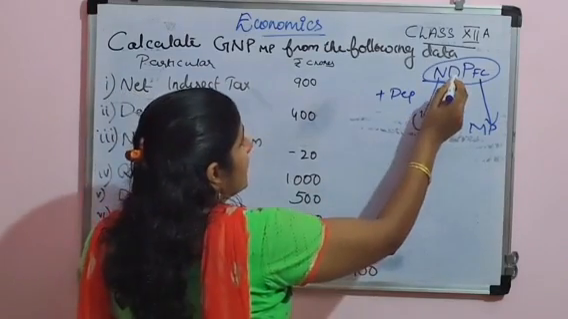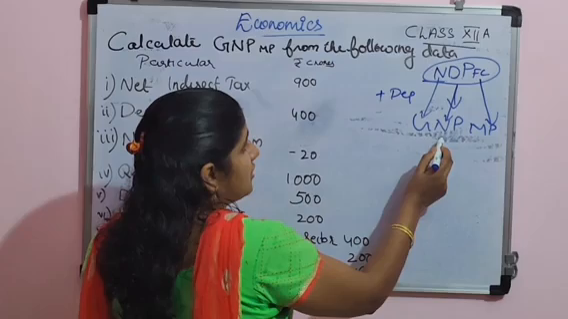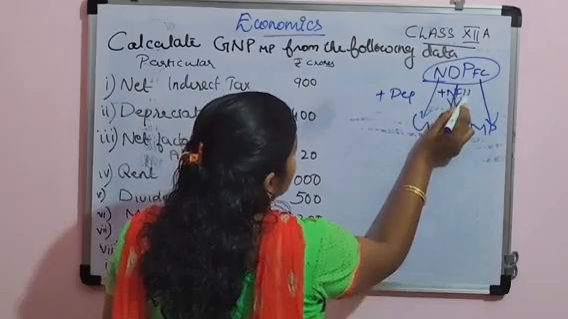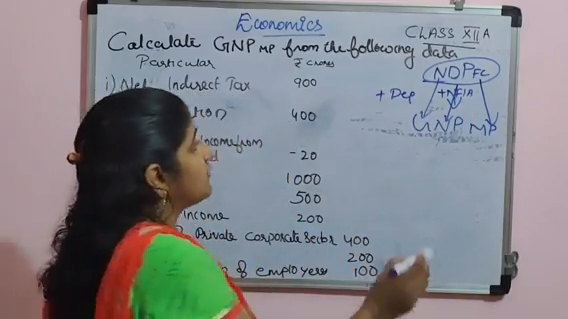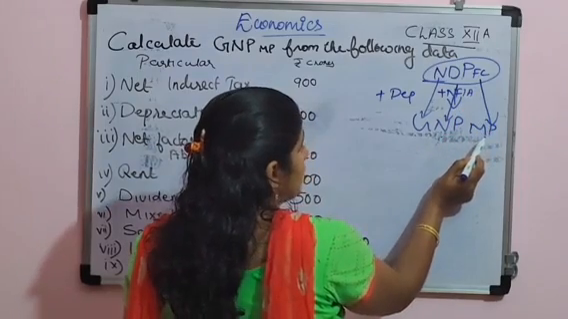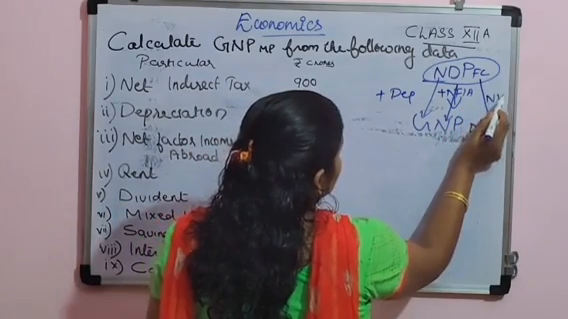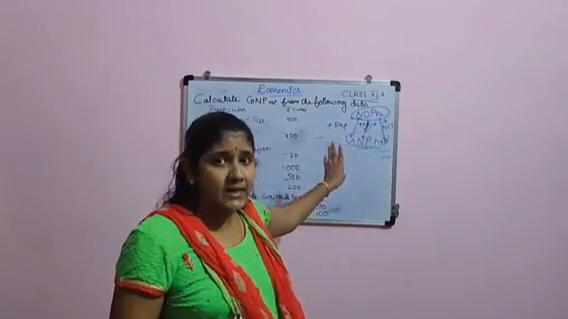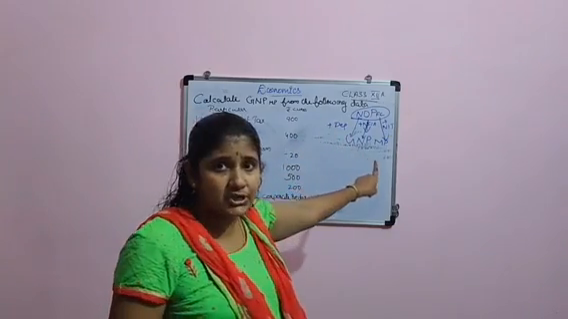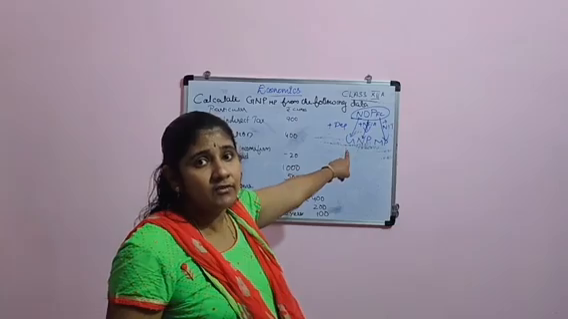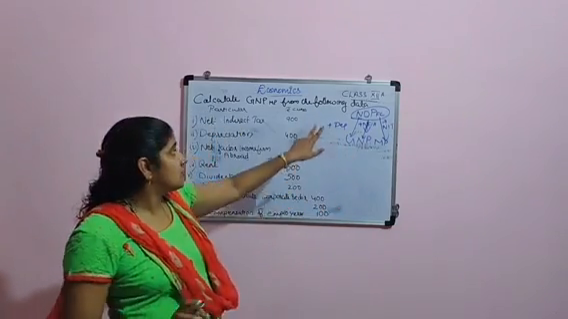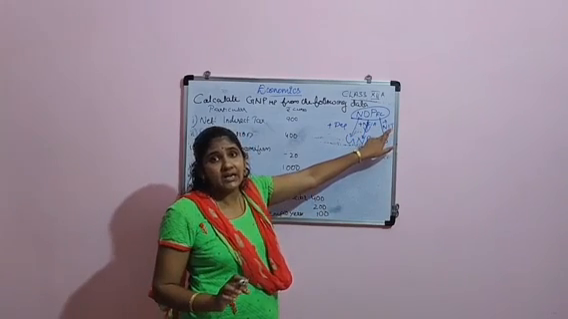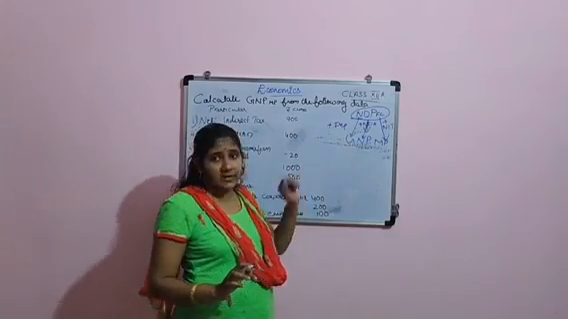When we want to convert the domestic value to national, we will add net factor income from abroad. For converting factor cost to market price, we will add net indirect tax. So as the first step of this practical, we will calculate NDPFC. Then after that, we will add depreciation, NFIA and net indirect tax. So we will start with our numerical.